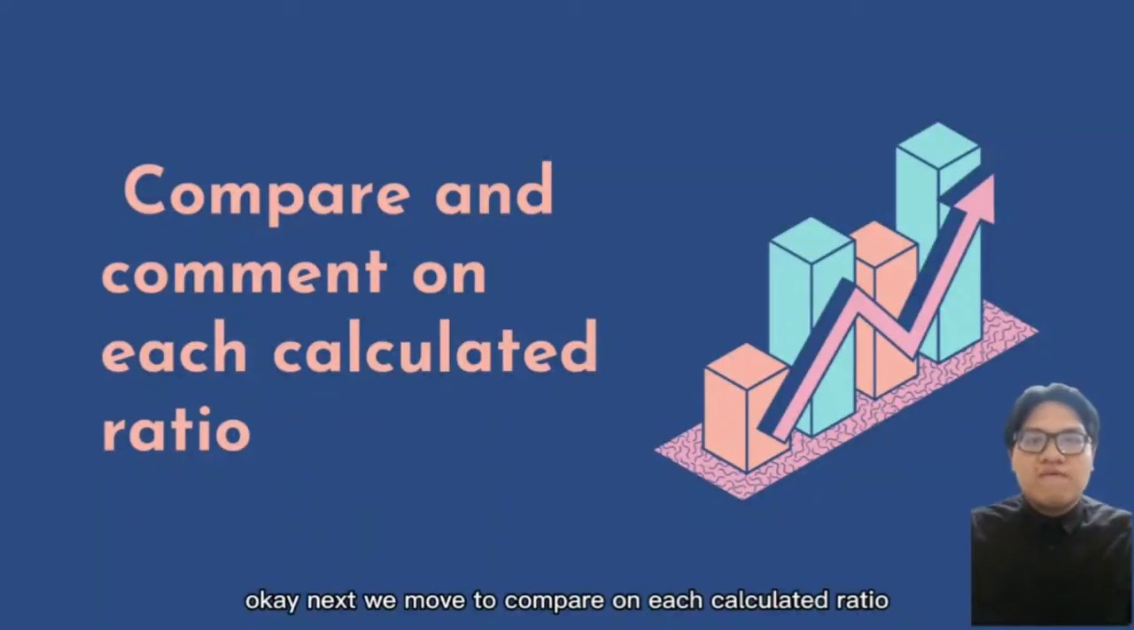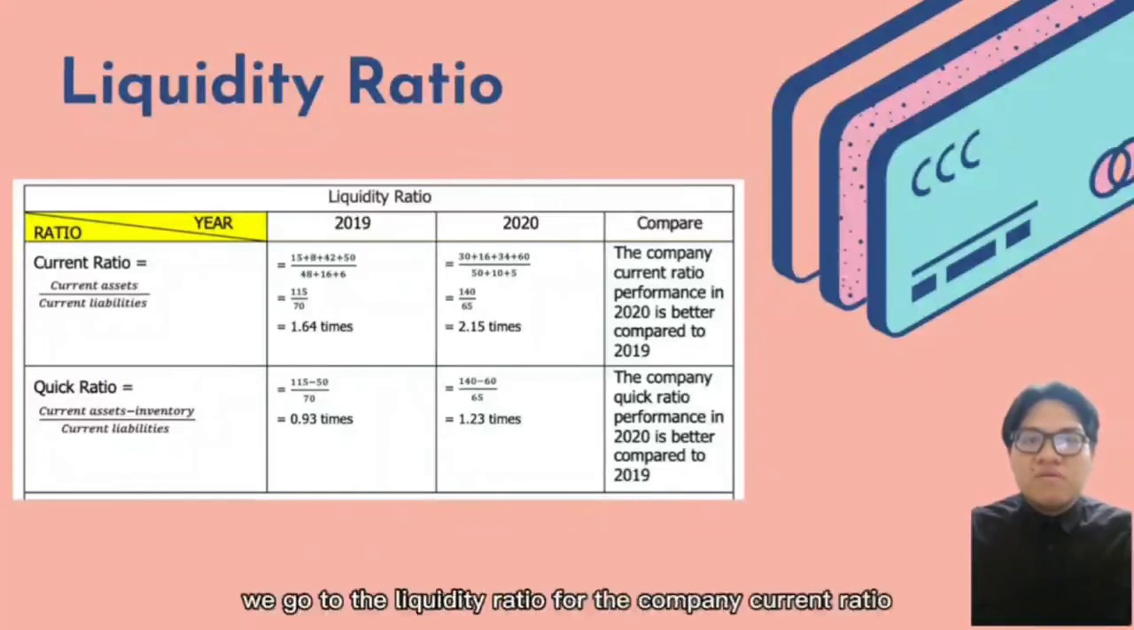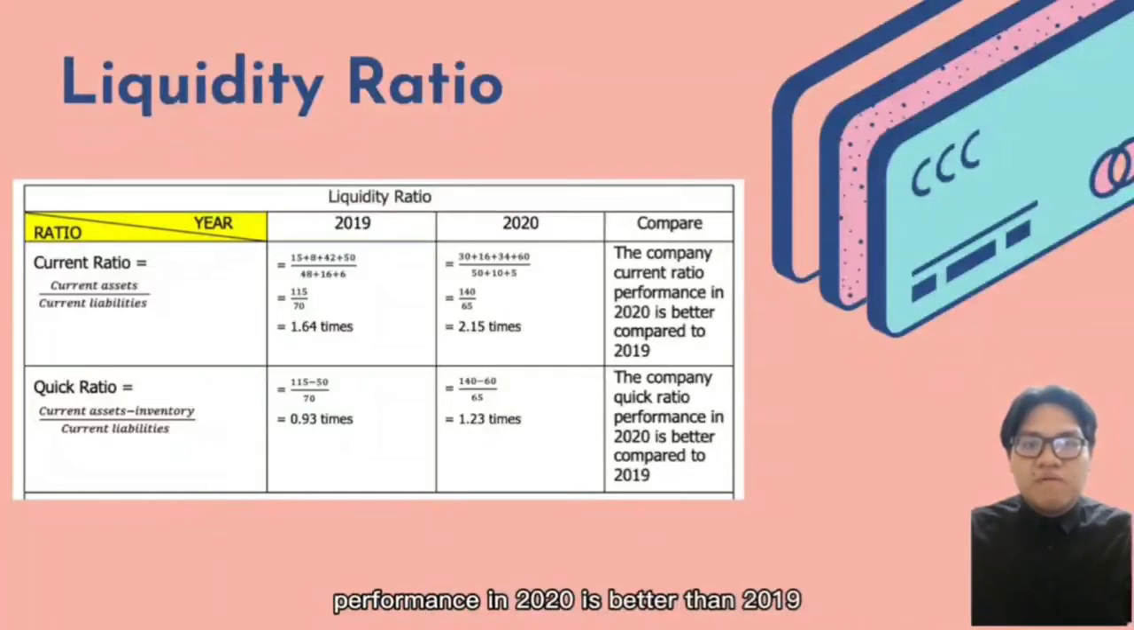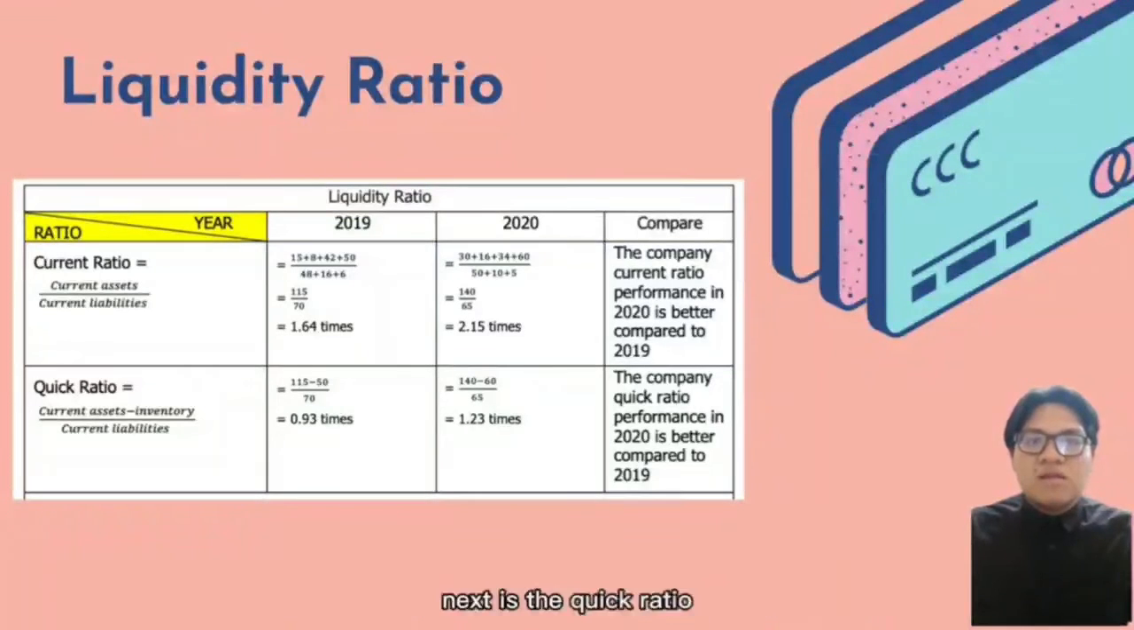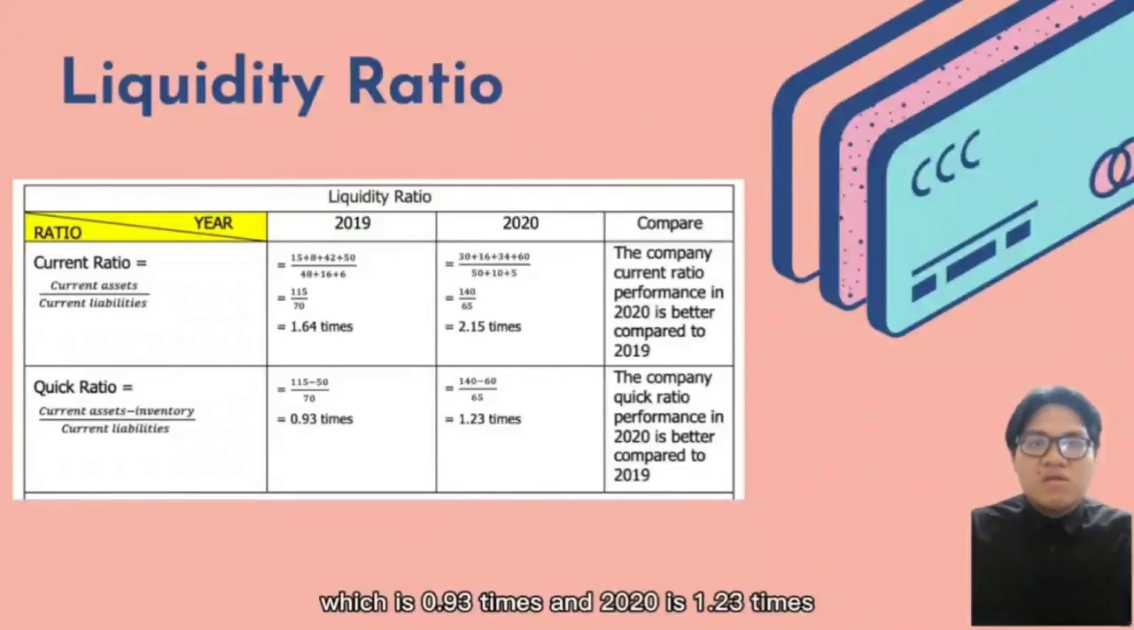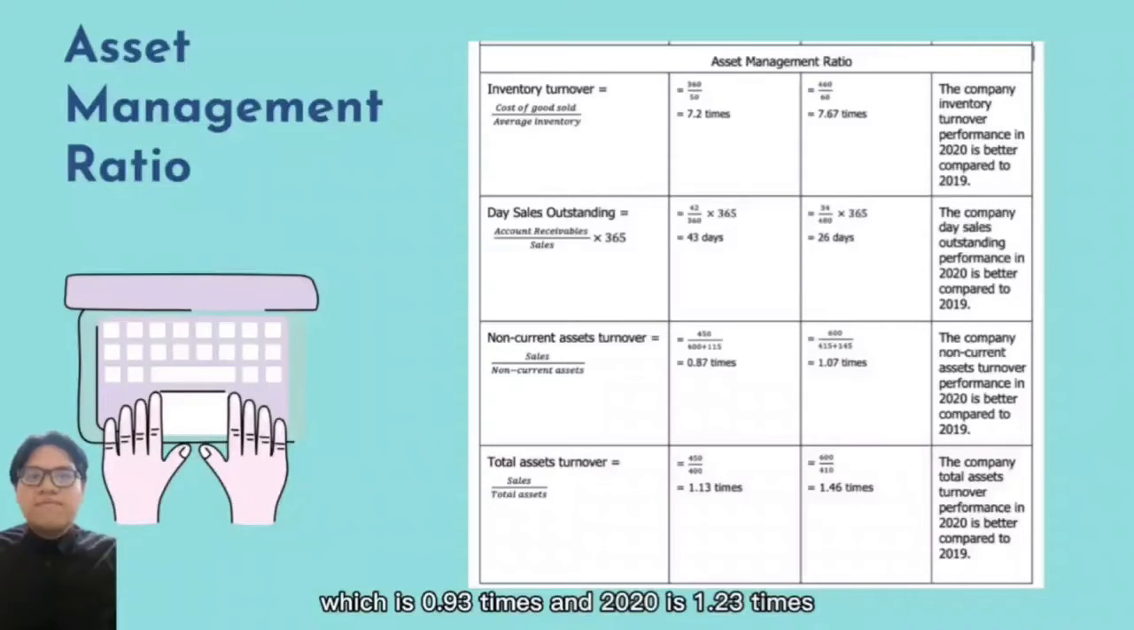Okay, next we move to compare each calculated ratio. Firstly, we go to the liquidity ratio. For the company, current ratio performance in 2020 is better than 2019, which is 1.64 times in 2019 and 2.15 times in 2020. Next is the quick ratio. The company's quick ratio performance in 2020 is better than 2019, which is 0.93 times in 2019 and 1.23 times in 2020.